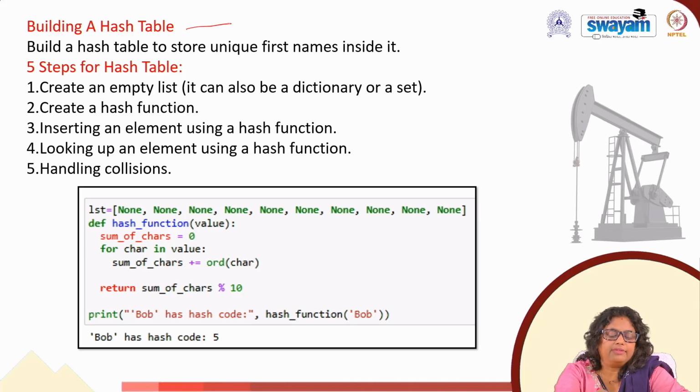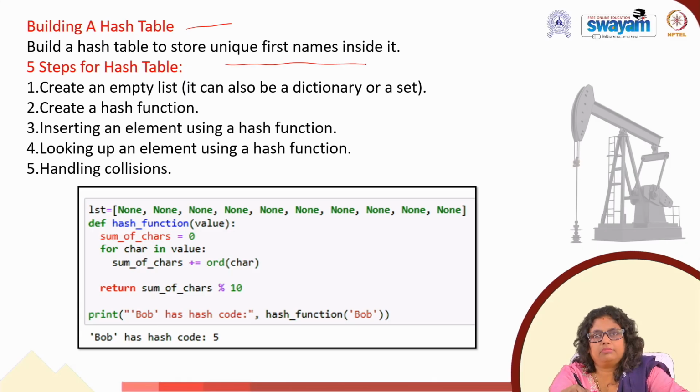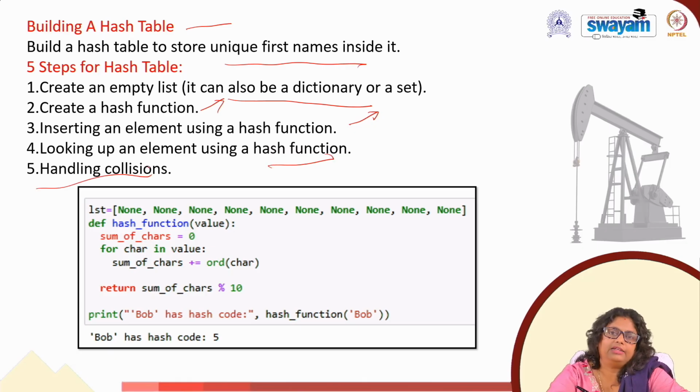So, building a hash table. We have 5 steps to build a hash table. Build a hash table to store unique first names inside it. How do we proceed? First, create an empty list; it can also be a dictionary or a set. Next, create a hash table. Then insert an element using the hash function. Then look up an element using the hash function. Then finally, handle the collision.